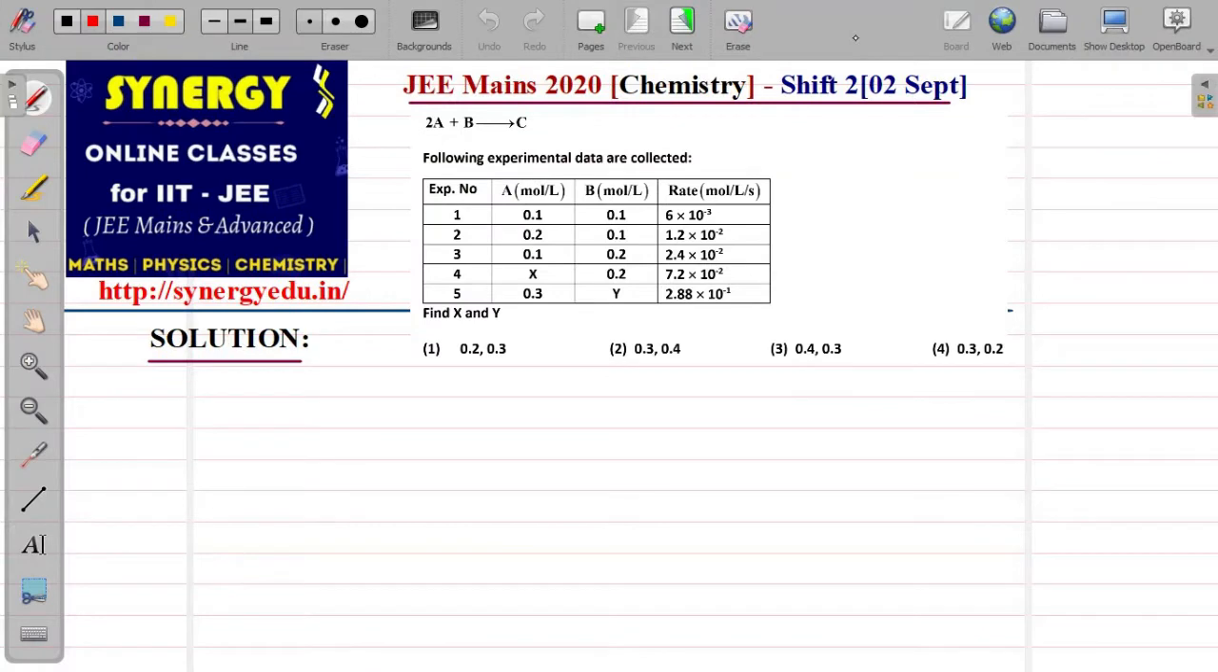Today we'll discuss the physical chemistry questions given in the September 2nd evening paper, that means shift 2 paper, in the online JEE Mains 2020.